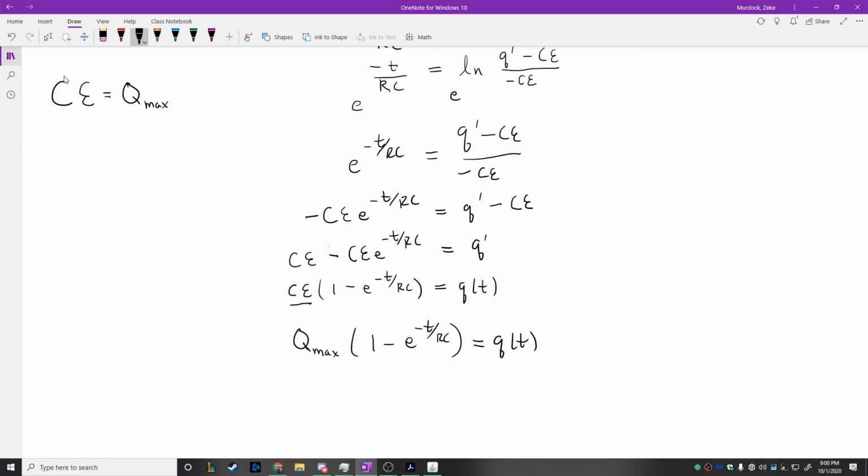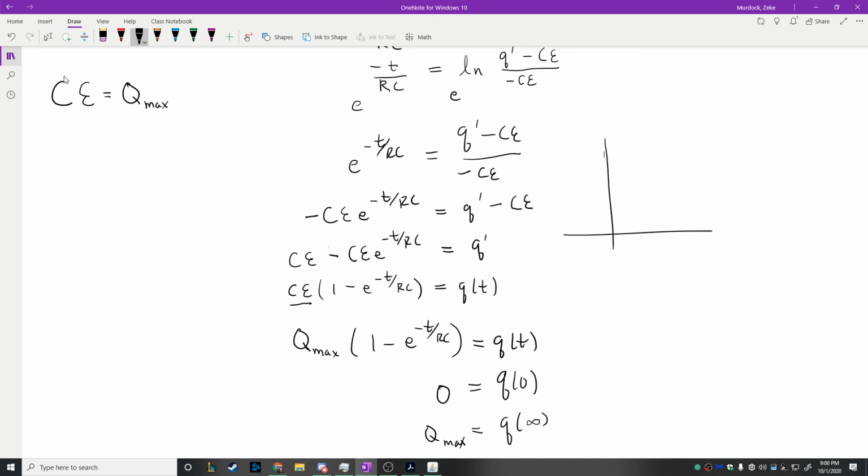So for this type of function, what value does it take on at time equal to 0? 1, right? So what's the charge on the capacitor at time equal to 0? Exactly, 1 minus 1 is 0. What value does it take on after we let time go to infinity? E to the negative infinity is 0, so you get Q max. So this actually makes sense. At time equal to 0, we have 0 charge on the capacitor, and as time goes on, you eventually get the maximum charge on the capacitor.